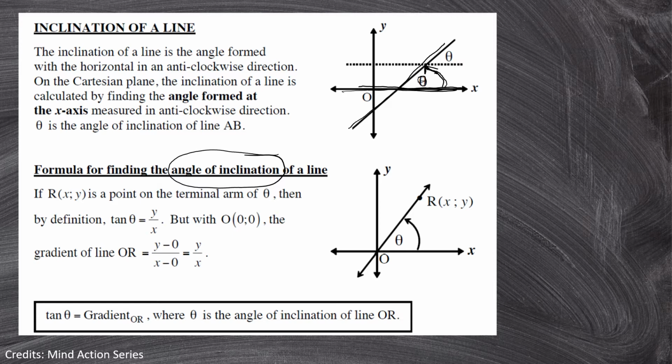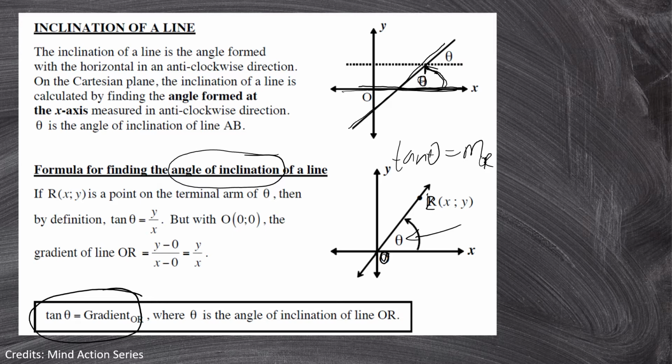So how do we get that angle? Very simple. You use the formula tan theta is equal to the gradient of that line. Let's just say this line is called OR. So if we want to get the angle of inclination, we'll say tan theta is equal to the gradient of OR. So that's very simple, and that's how you calculate that angle of inclination.